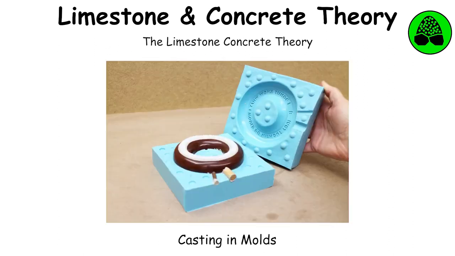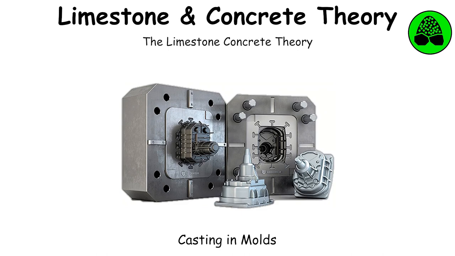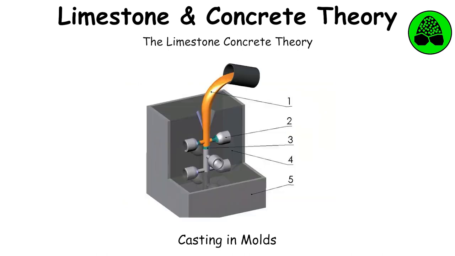Casting in molds. According to this theory, the limestone blocks were cast in place using wooden molds. The mixture of disaggregated limestone and geopolymeric binder was poured into these molds, where it would set and harden into blocks. This method would have allowed for the precise shaping and fitting of the blocks, accounting for the tight seams observed in the pyramid construction.